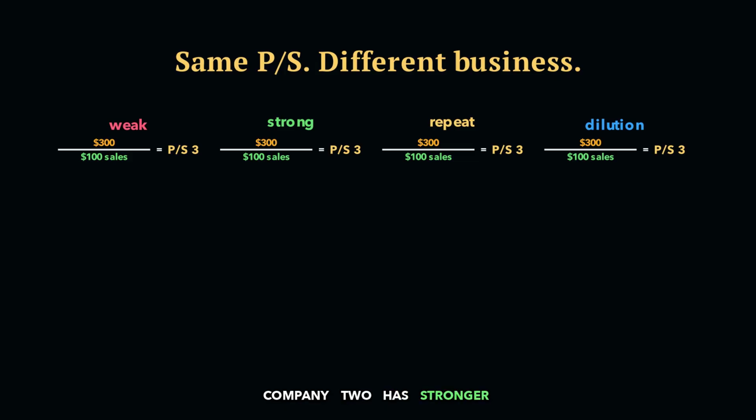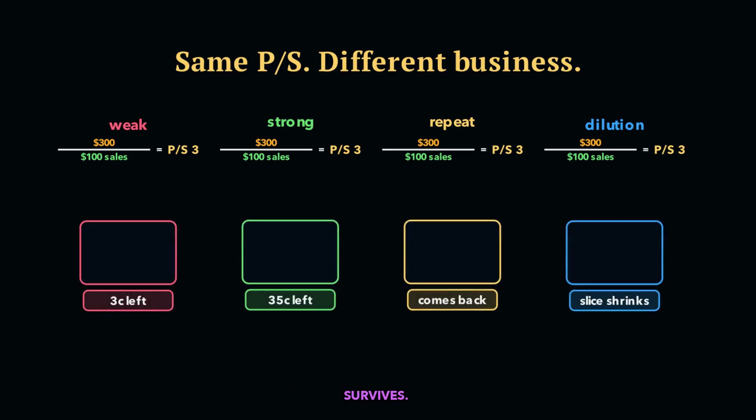Company 2 has stronger sales. More of each dollar survives. Company 3 has repeat customers. The same customer may come back next year. Company 4 grows sales but keeps creating more shares to fund the losses. More shares means each old share owns a smaller claim. That is dilution. The company can get bigger while your piece gets smaller.